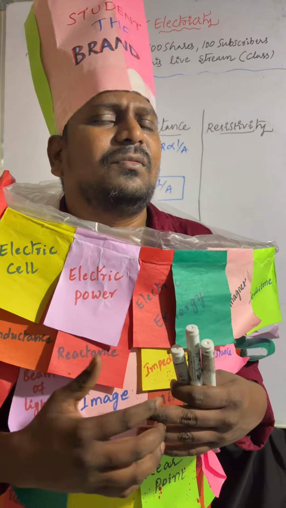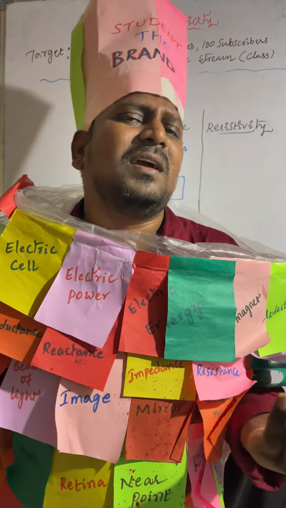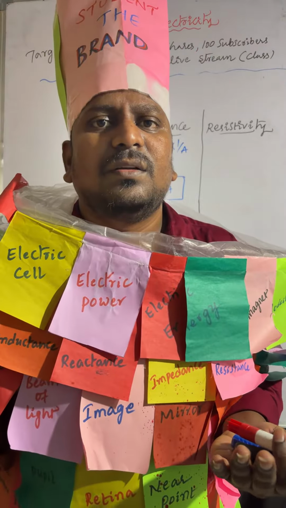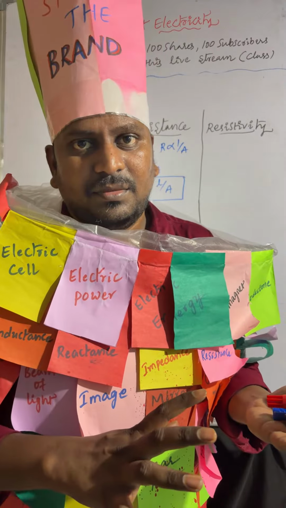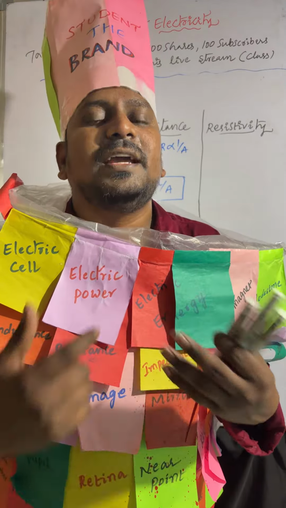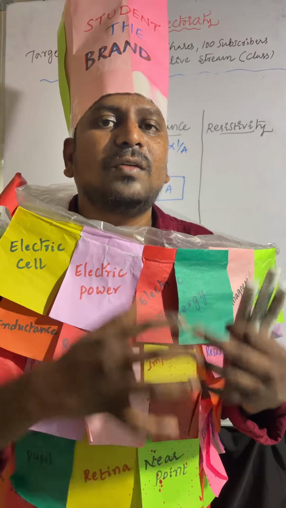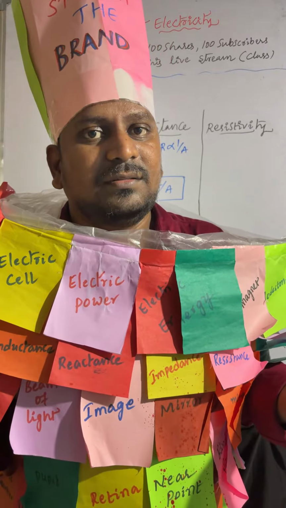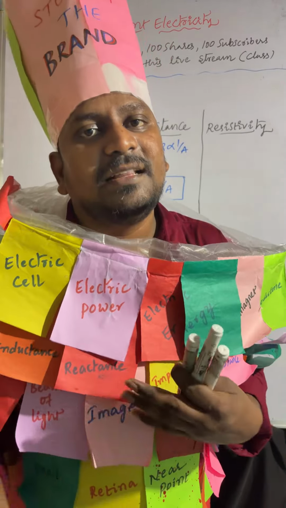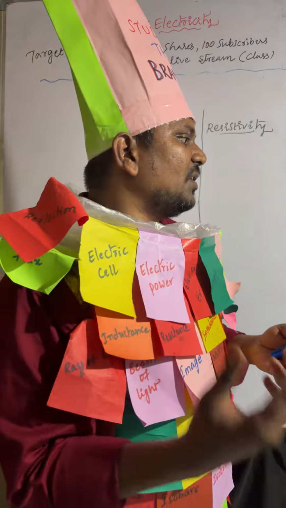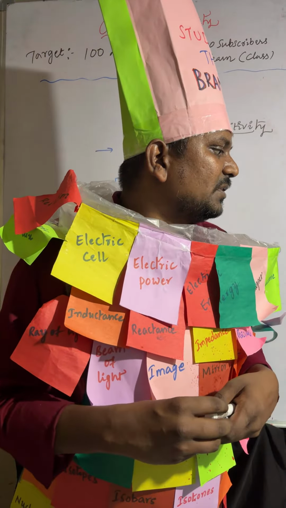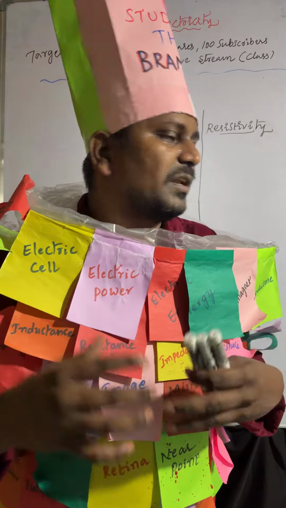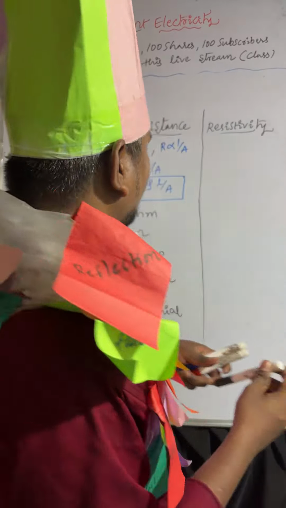You may ask, sir, why only copper wire? We can take the remaining wires. Yes, you can take them. You just have to change the material. My idea is that you have to change the material, and if you change the material, resistance automatically also changes. Understood or not? That is what I am trying to say.